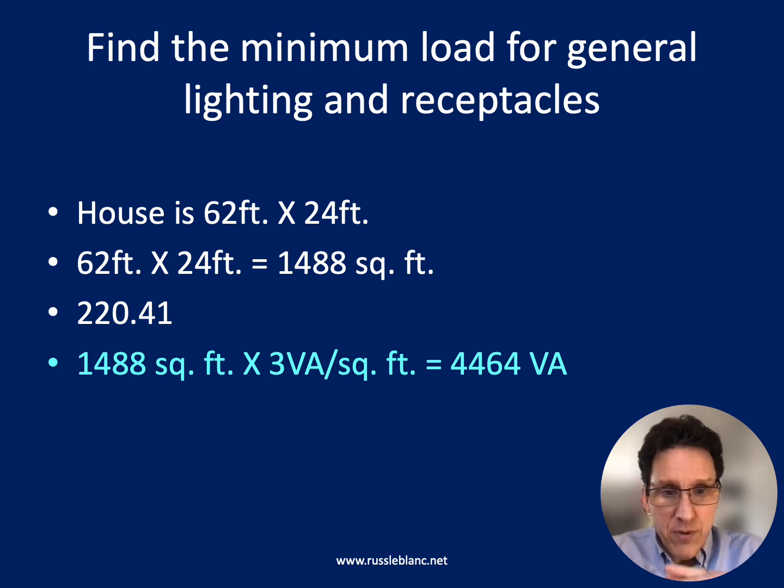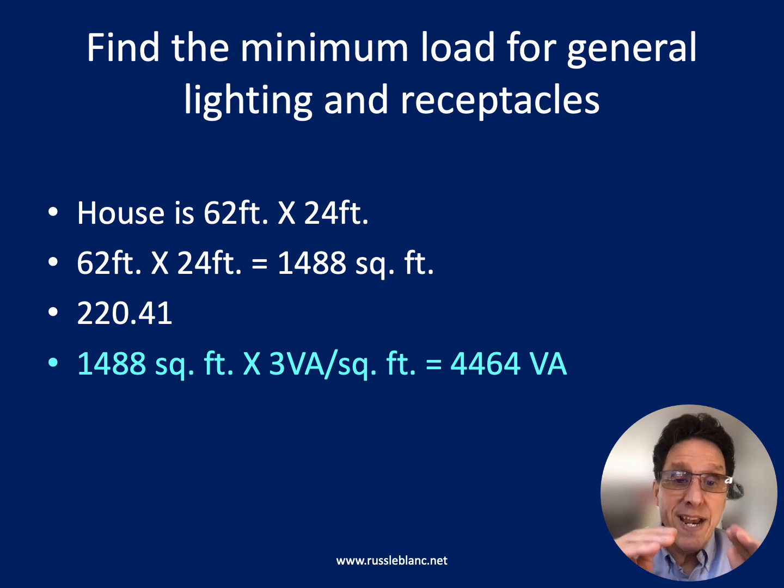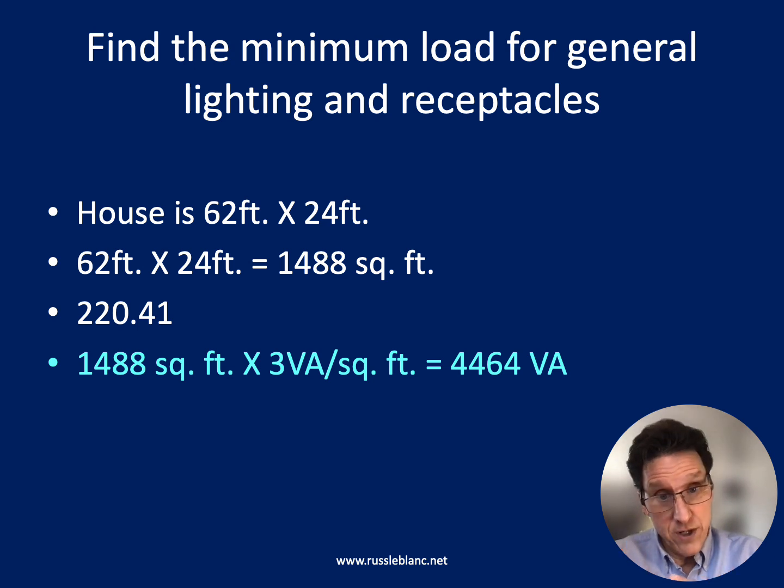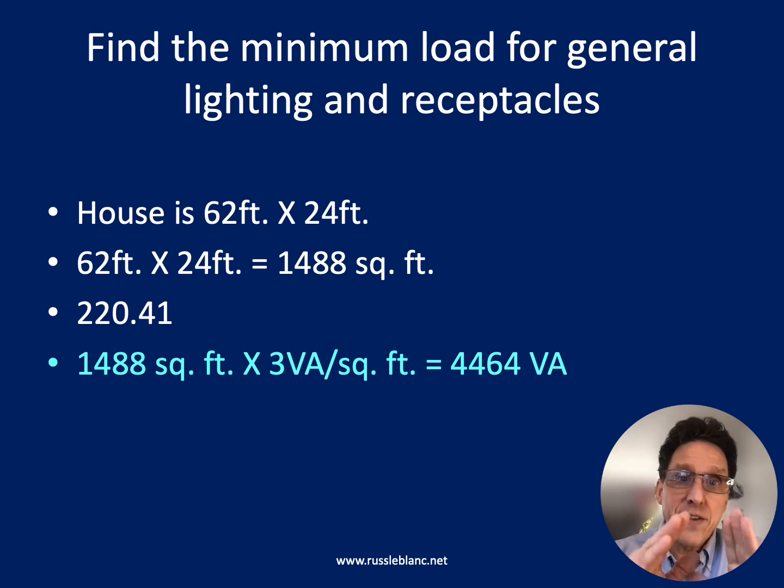Now, that number, the 4464 VA, is the branch circuit lighting load for this house. And that is the number you use to figure out how many branch circuits you need. You can't apply any demand factors to that. You don't use table 220.45. We're going to go to that table for sizing feeders and services. But the 4464 you see on the screen is the number you use to figure out how many branch circuits you need for all the general lighting and general purpose receptacles. And it doesn't matter if you use 15 amp circuits or 20 amp circuits. That's the number you use, the 4464.